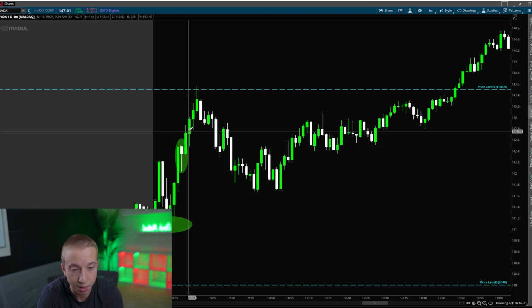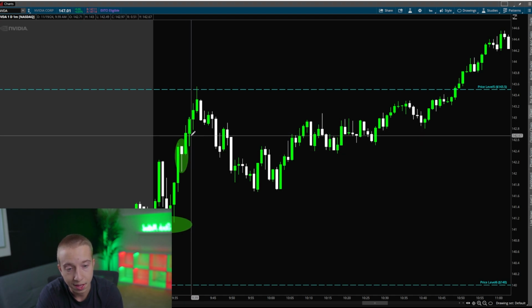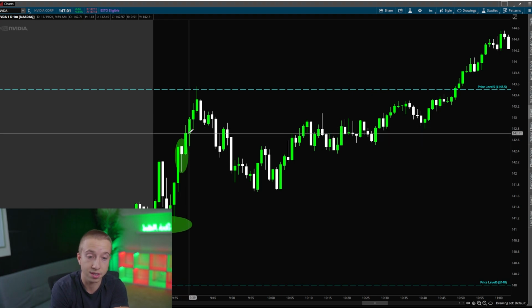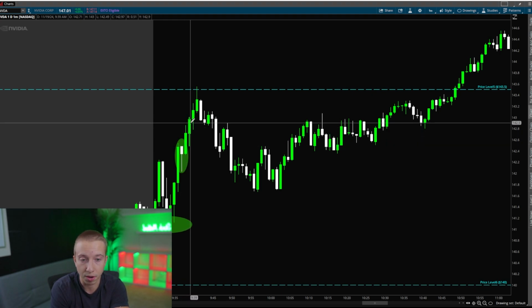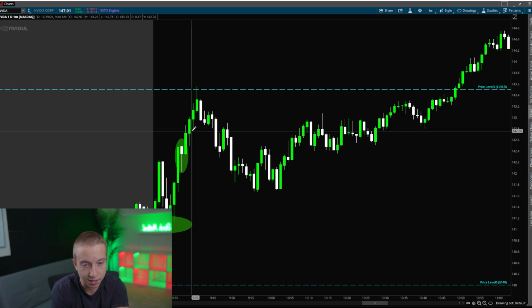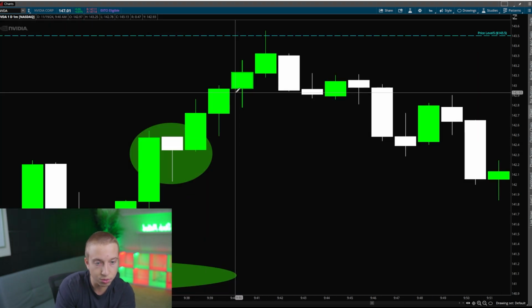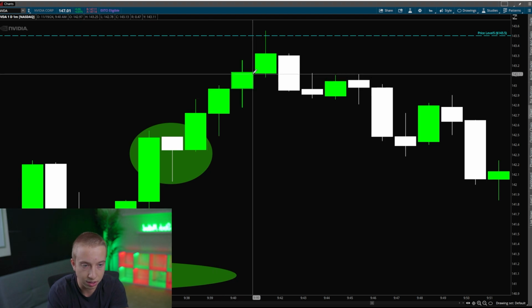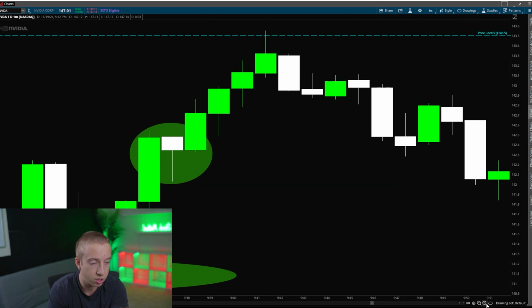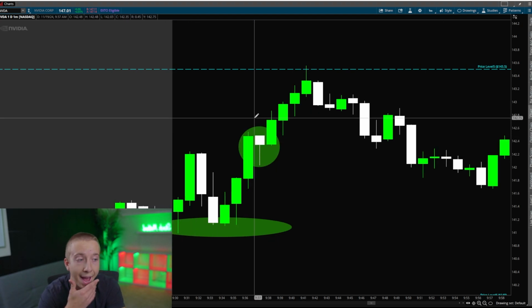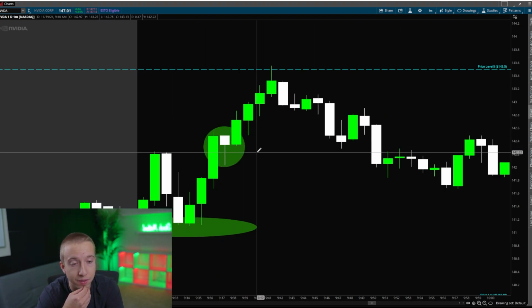Then we came right back up, and then we have this wick right here, and then we have another wick right there, showing that sellers were there. Sellers try to bring it down, and buyers brought them right back up. But what you guys notice is these candlesticks are starting to get a little bit smaller, showing that we are extended and these buyers aren't really pushing as much as they were previously.